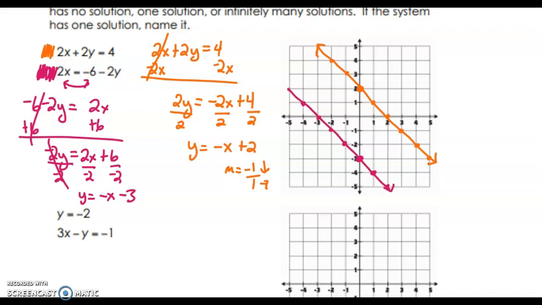Okay, so if you look at those lines, they are parallel. So they will never intersect. And if they're not going to intersect, that means they have no solution. So lines that are on top of each other are coincident lines and they have infinitely many solutions. And lines that are parallel never intersect, so they have no solution.